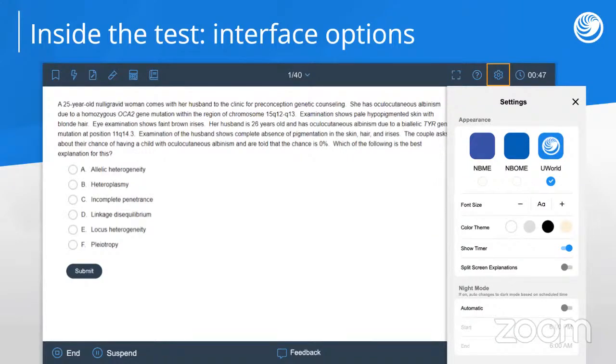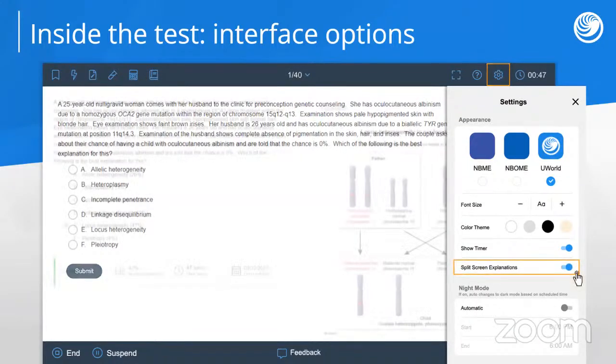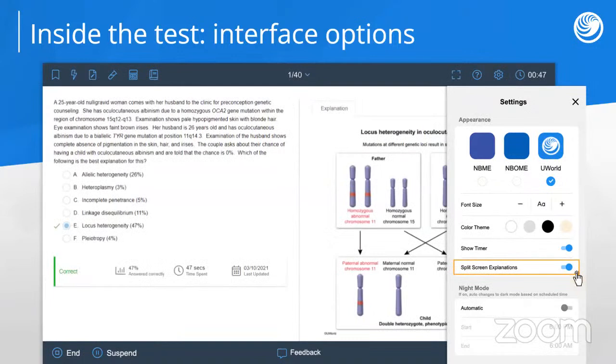The next thing that you have the option to choose from is split screen explanation. We think that this should always be utilized in tutor mode because it allows you to go back and on the left-hand side of the screen, always see the question, the vignette, and the answers at hand. And then on the right-hand side, it allows you to still see the explanation, and you can always reference back and forth between the two.